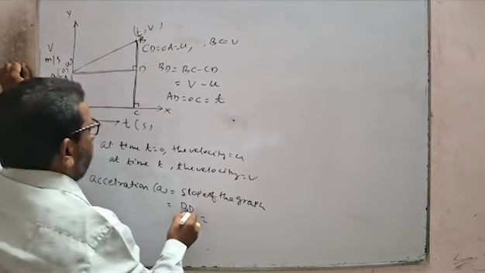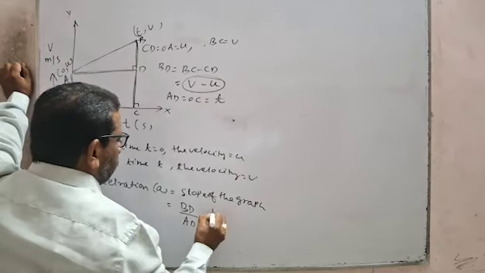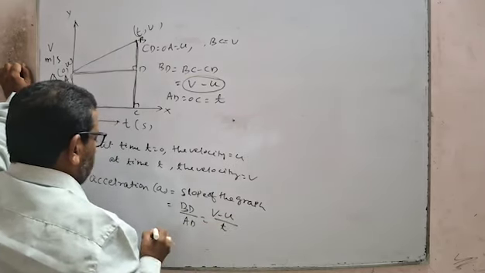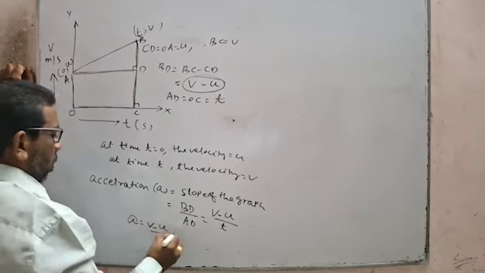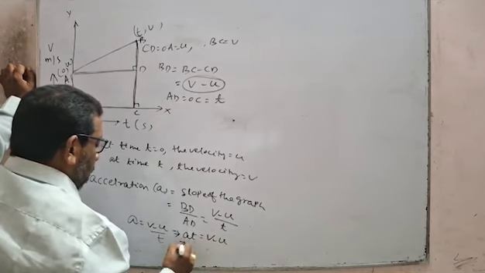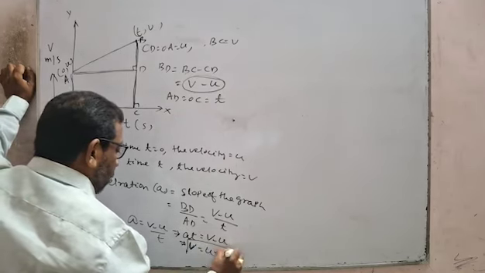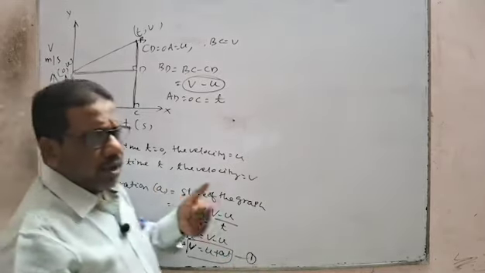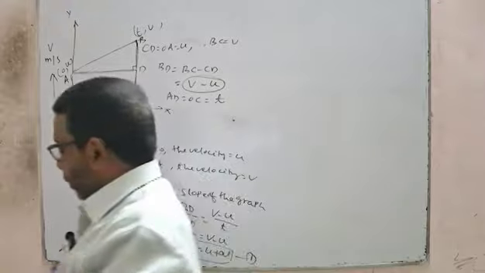So we can put the value of BD. What do we get for BD? V minus u. And AD equal to t. So a is equal to v minus u by t. That implies at is equal to v minus u, or v equals u plus at, which is the first equation of motion. This is all about how we can derive the first equation of motion from the graph.